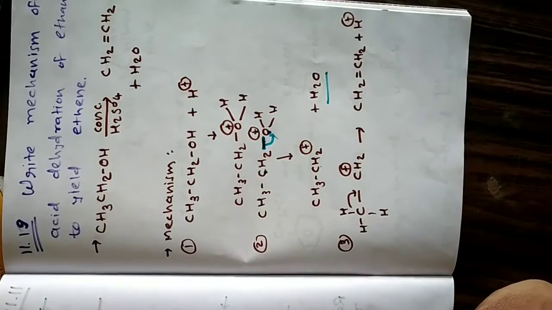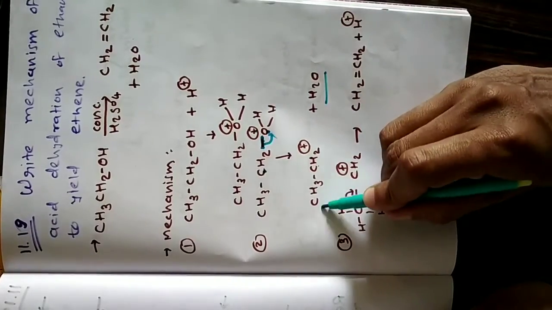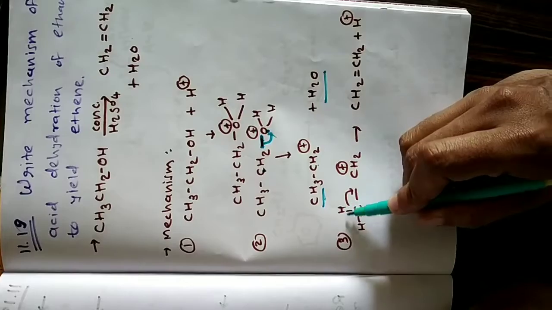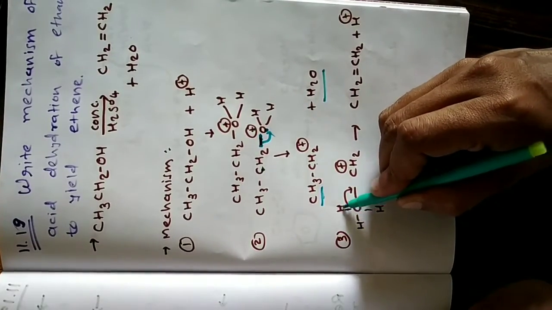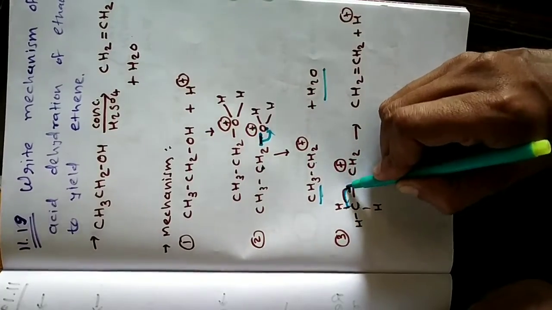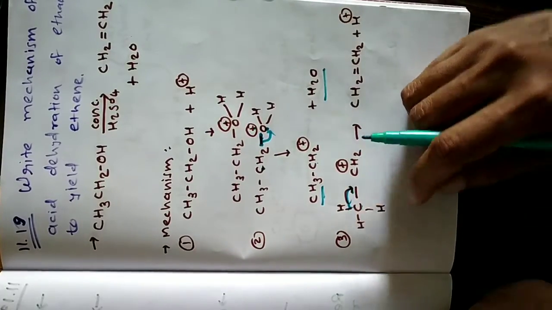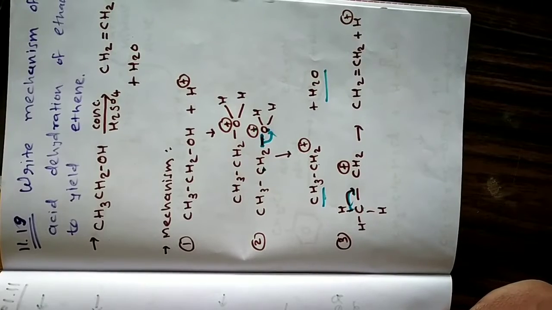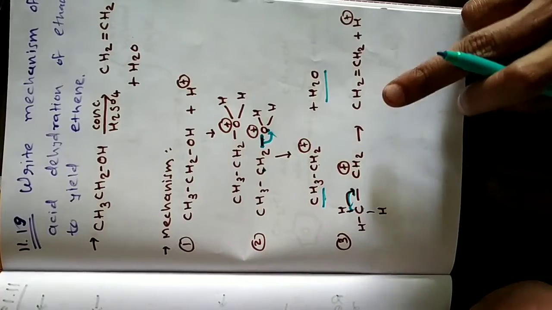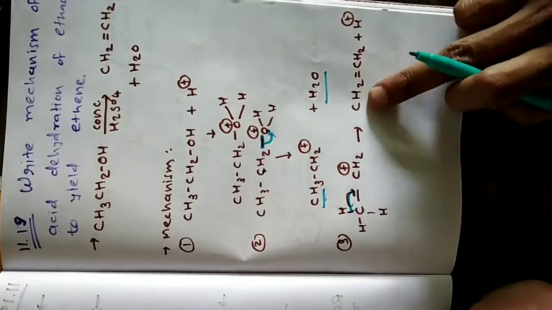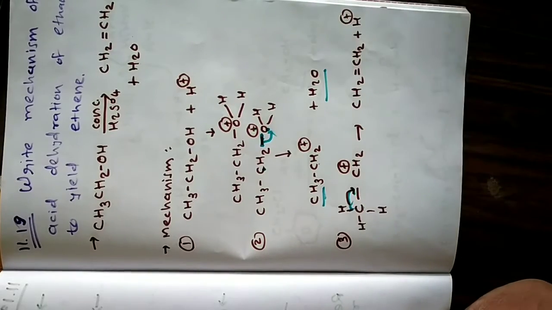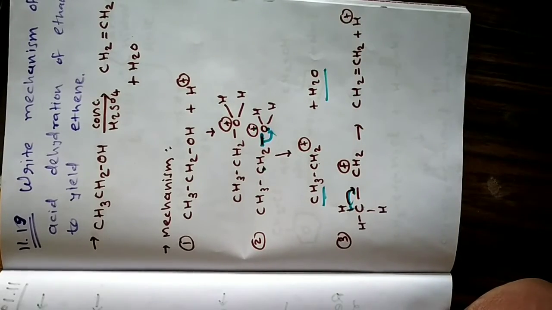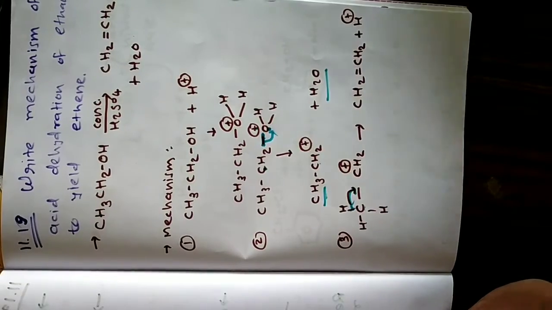Now in the third step, what will happen here? This one is our CH3, so I have drawn the CH3 like this. Now hydrogen from this CH3 will be removed as an H plus ion, leaving the electron behind. So between CH2 and CH2 a double bond will be formed and H plus will be removed here. So this is the mechanism of the dehydration reaction.